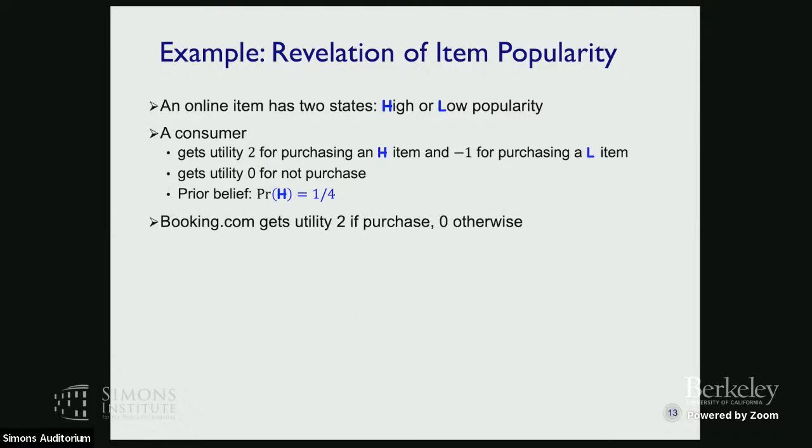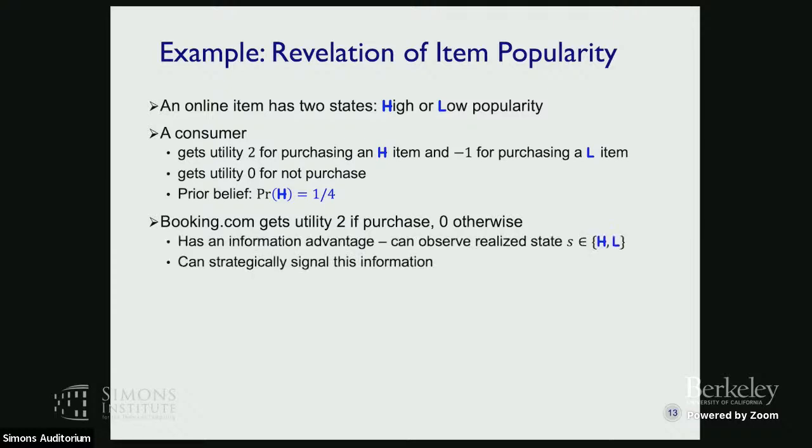On the other hand, booking.com gets utility 2 whenever there's a purchase and 0 otherwise, because booking.com doesn't care whether the item is popular or not, just whether the purchase happens. But unfortunately, without doing anything, the consumer wouldn't be convinced to buy the item, so booking.com gets utility 0.